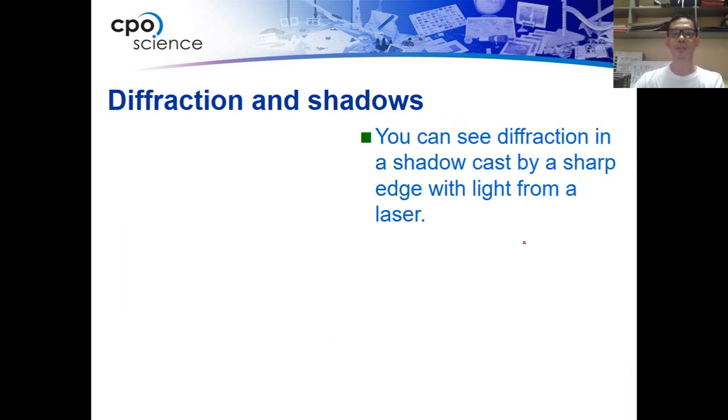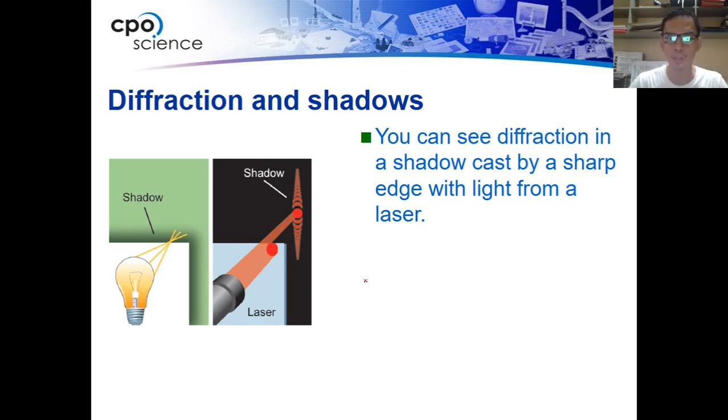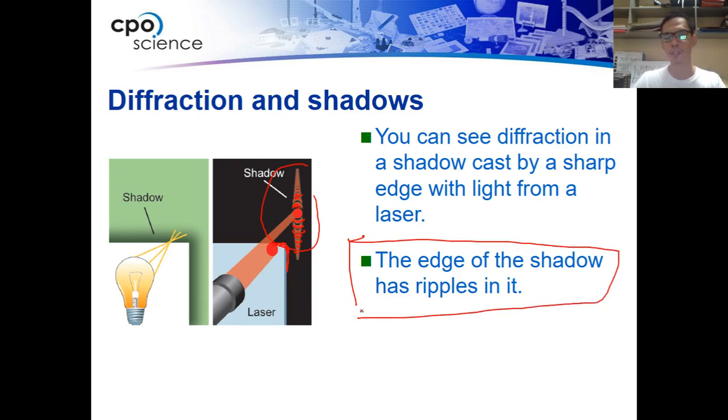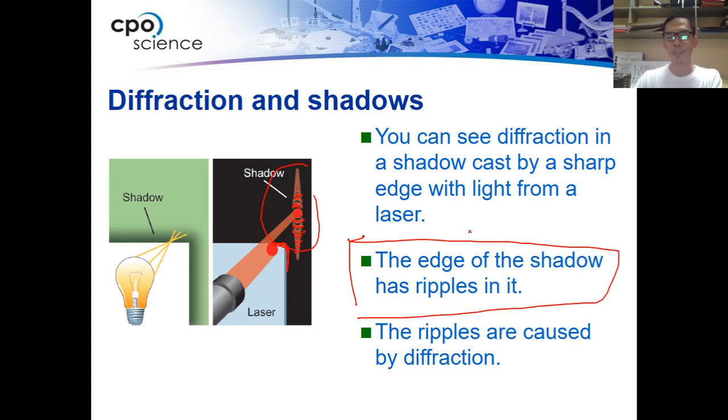As you can see here, when light passes through an edge, like the one that we have right here, you can see rippled patterns on your image. When you see such a pattern, it happens because the light passes through a certain edge and is interfered with somehow, and these ripples are a product of what is called diffraction. As I said earlier, the edge of the shadow has ripples on it. Ripples are caused by diffraction.